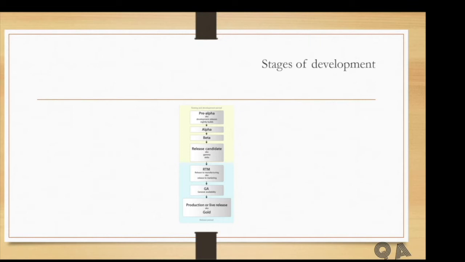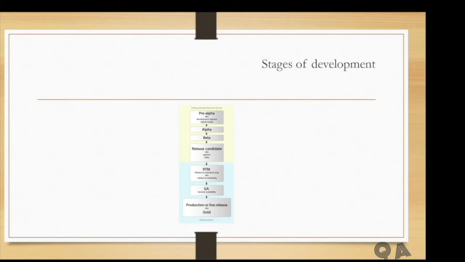Here, these are the stages of development. First, I'll go with the pre-alpha. Pre-alpha, in simple words, is like getting ready. We can refer to it as the activities performed in the software project. Those activities can include requirement analysis, software design, software development, and unit testing.